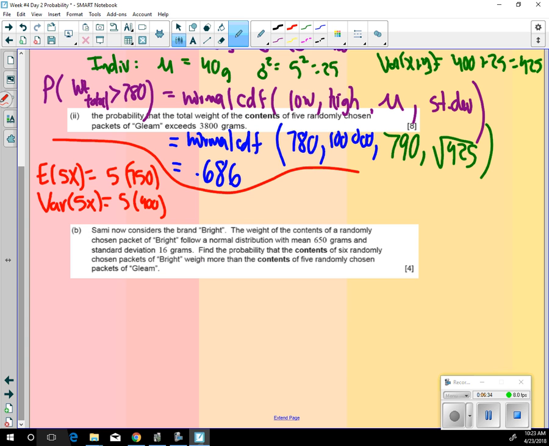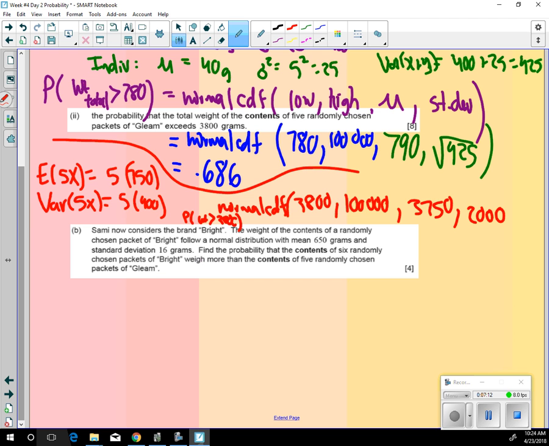So then you do the same thing. Normal CDF of exceeding 3,800. So we're finding the probability that the weight combined exceeds 3,800. So this is going to start at 3,800, go to 100,000 again. Now our mean is 5 times 750, which is 3,750. And then the variance is 5 times 4,000, which is 20,000.